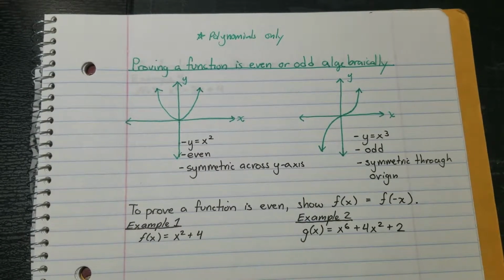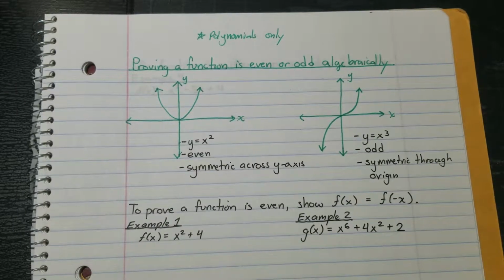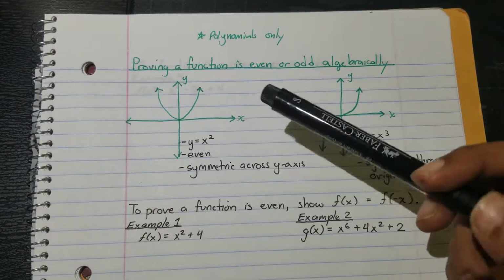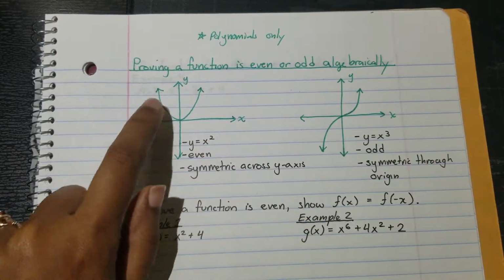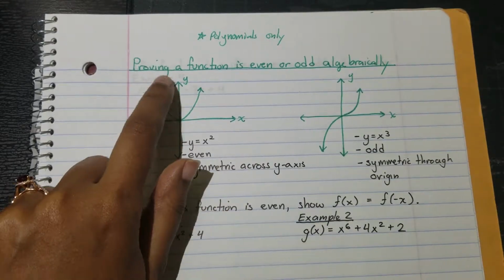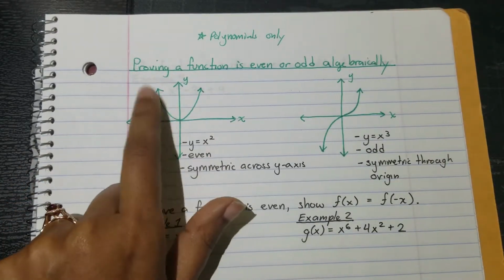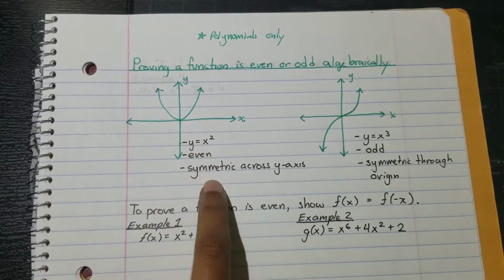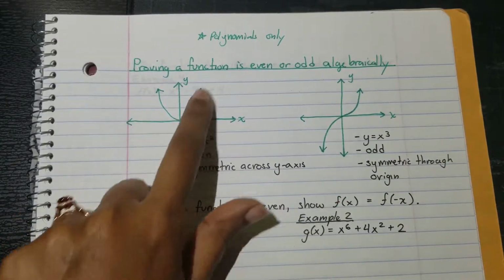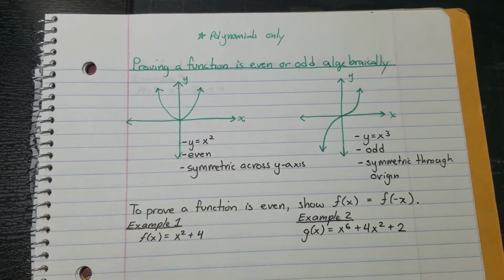Hey everyone, so today we're going to go over proving a function is even or odd algebraically, but I'll show you what it looks like on the graph pretty much. So let's look at our typical parent function y equals x squared. Our basic function is directly cut in half by the y-axis, so this is typically known as an even function. Even functions are symmetric across the y-axis, so any function with this type of property is considered even.